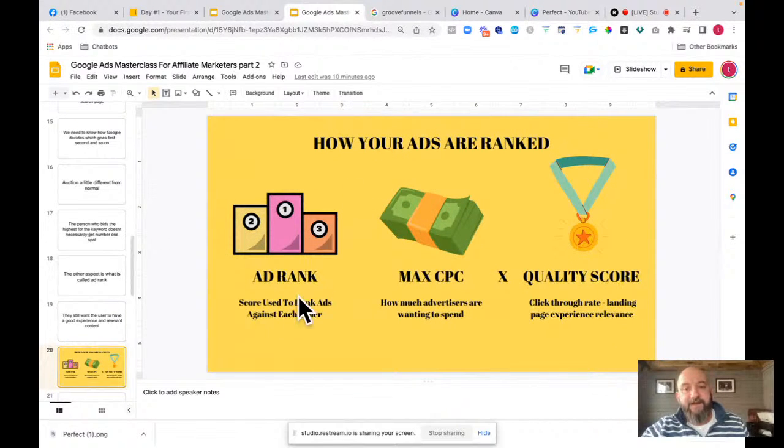So basically, you get an ad rank, which is the score used to rank your ads against each other. So that's all of your competitors' ads against your ad. And how they work this out is they take how much you've said you'll pay, maximum cost per click, and then times that with the quality score. So that's your click-through rate, your landing page experience, and your relevance. Right? All of these all need to be in place. So these two things work together to give us this ad rank.